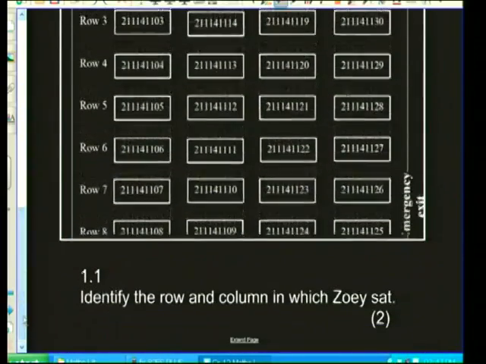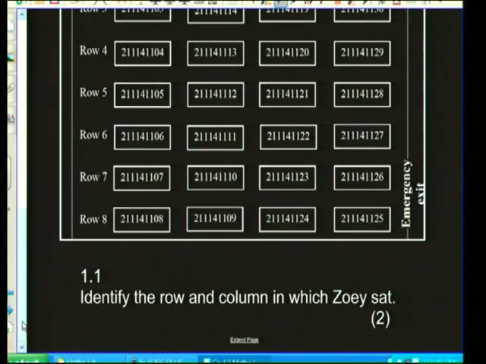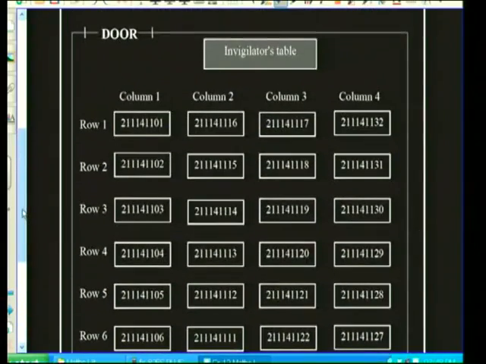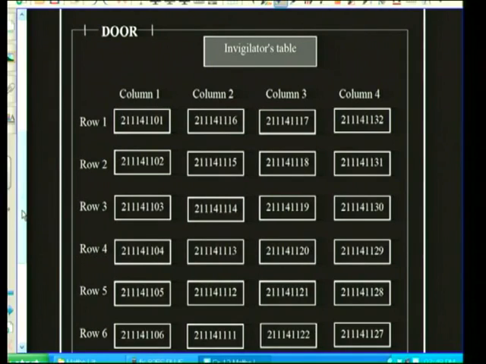Now, what's our first question? Our first question is this: identify the row and the column in which Zoe sat. Okay, so before I determine the row, if you look at this, my rows are going across my page. My columns are going down my page. So we've got to actually find out what row and what column Zoe is sitting in.